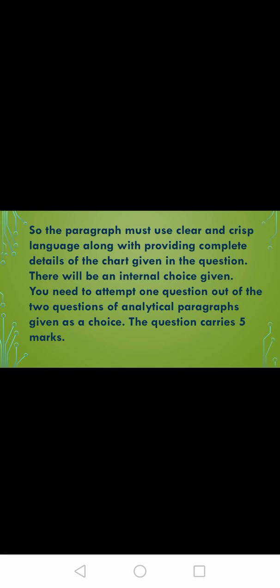There will be an internal choice given. Here it is given according to the board that you will get internal choice. Right now they have given, maybe they will deduct or maybe it will be the same. Okay, you need to attempt one question out of the two questions of analytical paragraph given as a choice. If you get a choice, you will get two questions. You have to write 100 to 120 words. The word limit is 100 to 120 and the question carries 5 marks.